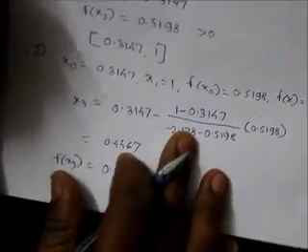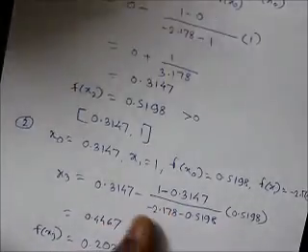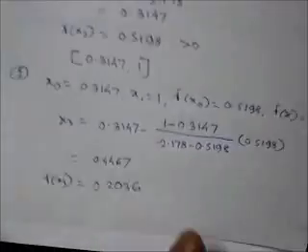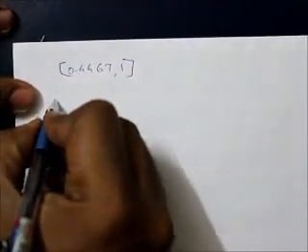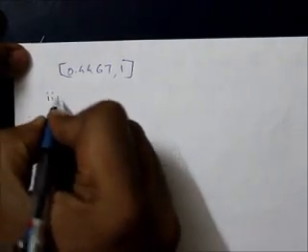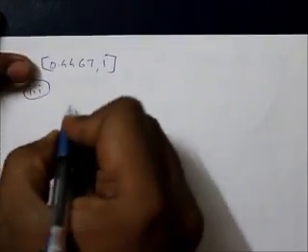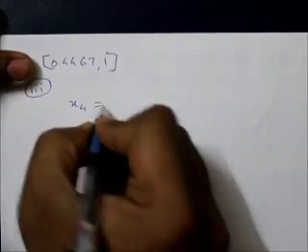Okay, so which means that again we have to neglect the positive side interval. Next interval is going to be 0.4467 to 1. Okay, alright, so the third interval.